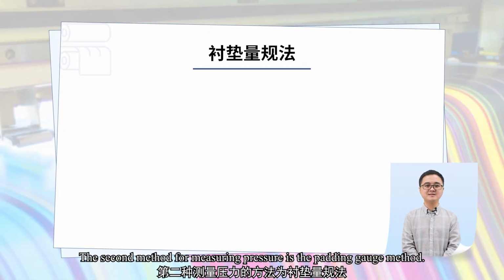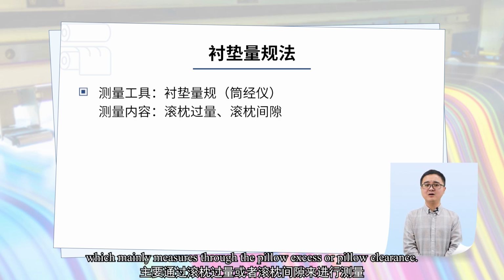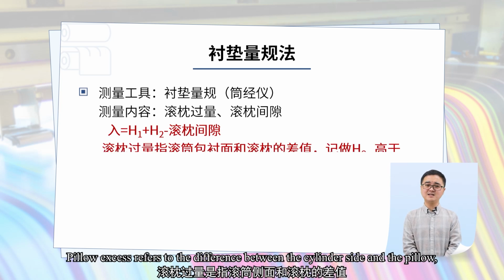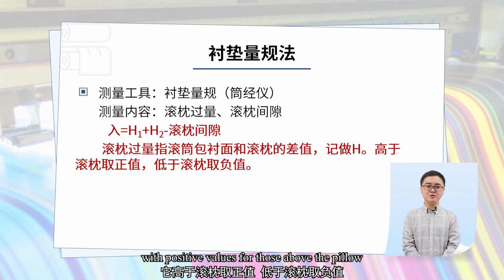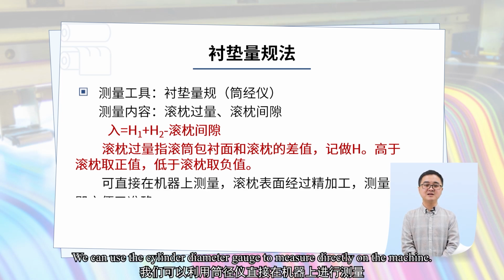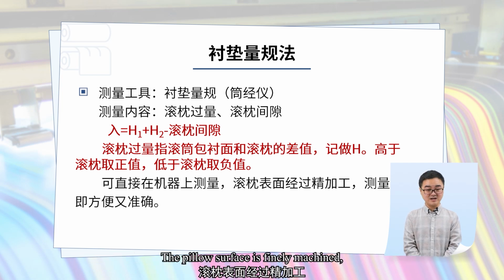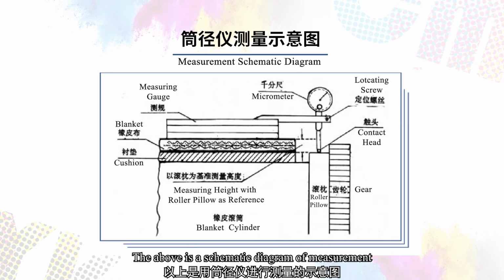The second method for measuring pressure is the padding gauge method. The measuring tool is a padding gauge, commonly known as a cylinder diameter gauge, which mainly measures through the pillow excess or pillow clearance. Pillow excess refers to the difference between the cylinder side and the pillow, with positive values for those above the pillow and negative values for those below. We can use the cylinder diameter gauge to measure directly on the machine. The pillow surface is finely machined, resulting in more accurate measurements.